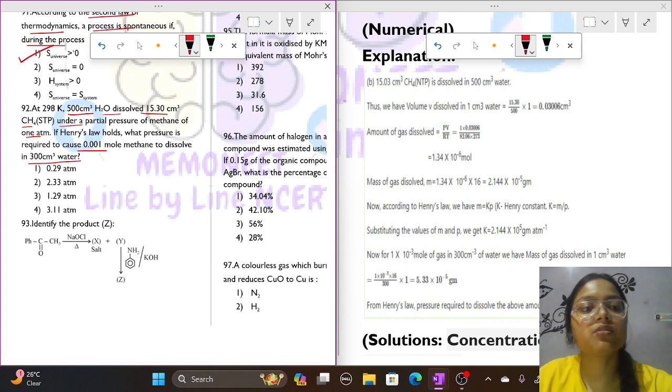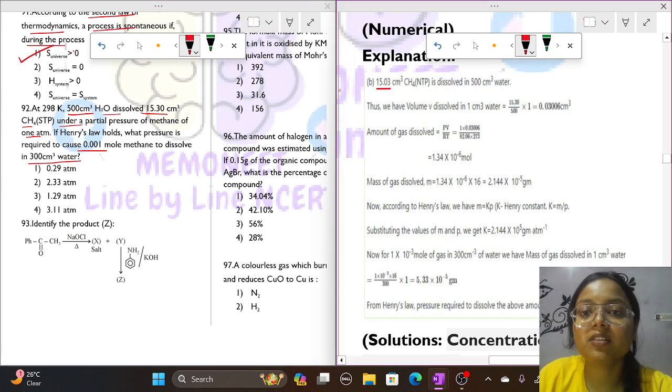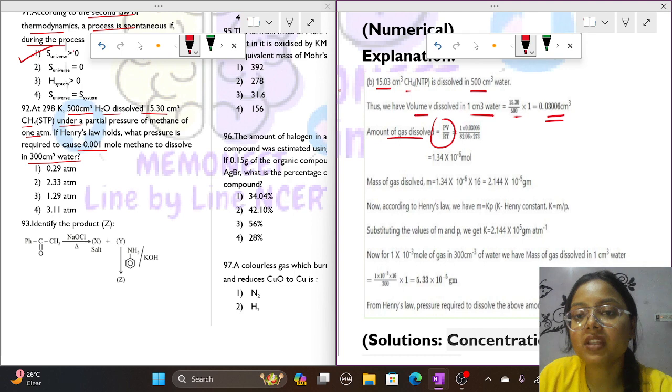So we know that 15.30 centimeter cube of CH4 is dissolved in 500 centimeter cube of water. So we have to find the volume dissolved in 1 centimeter cube of water. For 1 centimeter cube of water, we do 15.30 by 500 into 1, which comes out to be 0.03006 centimeter cube. Amount of gas dissolved will be PV by RT, so from this we get the amount of gas dissolved.